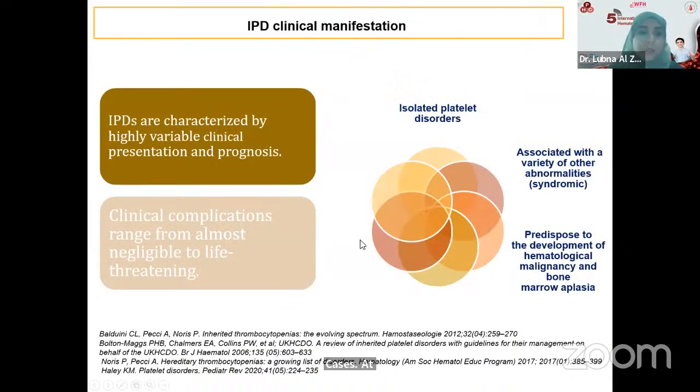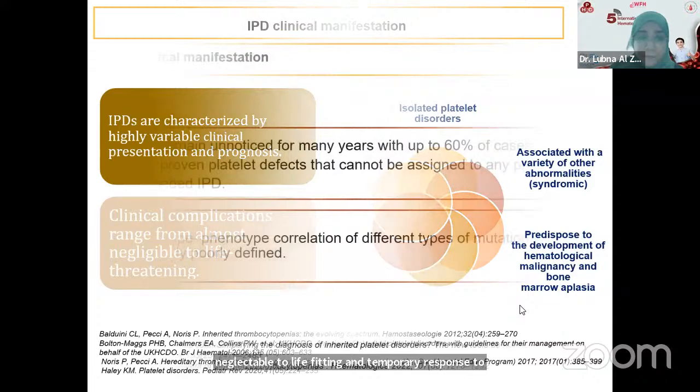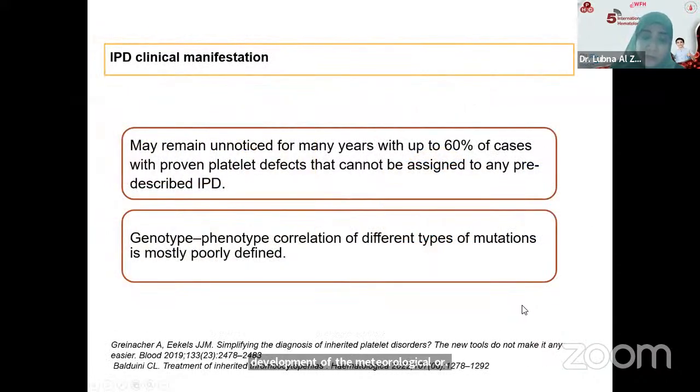The clinical manifestation of inherited platelet disorders is highly variable and can present as an isolated platelet disorder, or can be part of a variety of other syndromes. The clinical complications range from almost negligible to life-threatening and can predispose to development of hematological malignancy and bone marrow aplasia. It may also remain unnoticed for many years, with up to 60% of cases having a proven platelet defect that cannot be assigned to any previously described inherited disorder. The genotype-phenotype correlation of different types of mutations is still not fully defined.